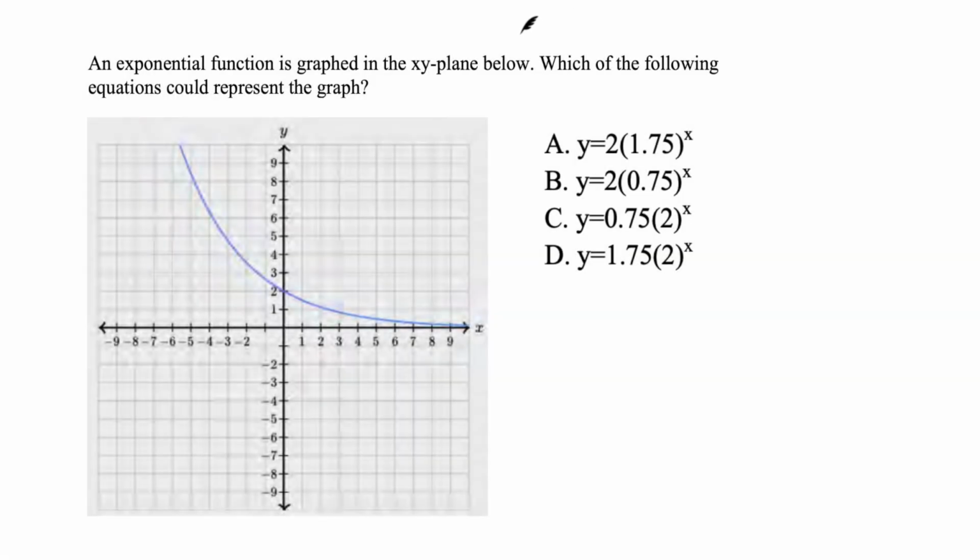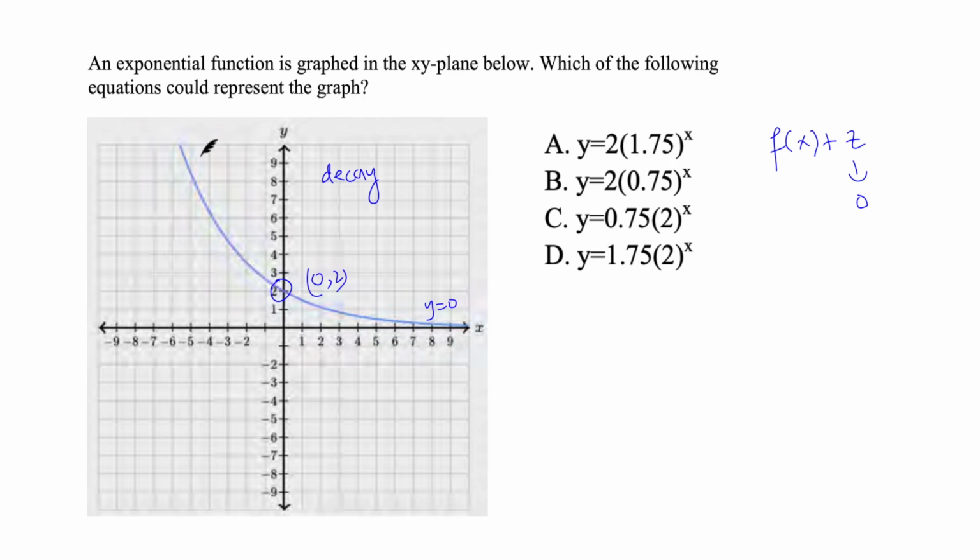Another interesting question. An exponential function is graphed in the xy plane below. Which of the following equations could represent the graph? Okay, so the first thing to identify is that the graph is decreasing, so it shows decay. The second thing to identify is the y-intercept, which is at (0, 2). And lastly, our asymptote is at y equals 0. It means f of x plus z, and z is 0. Okay, so we don't have any constant with these functions. That's fine. Now we need to identify these two things. The graph is going downwards and the y-intercept is at 2.